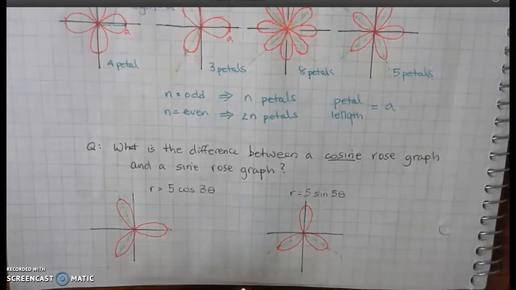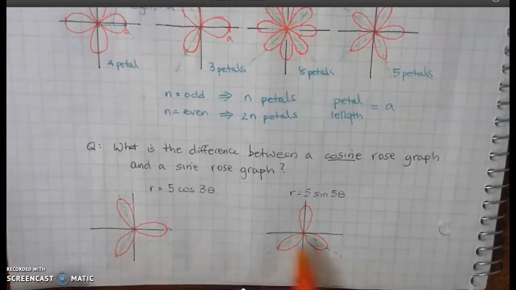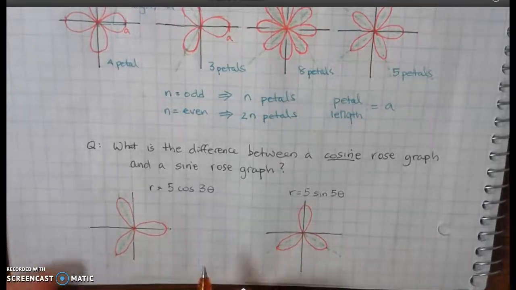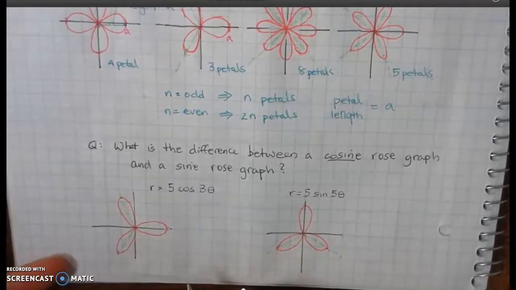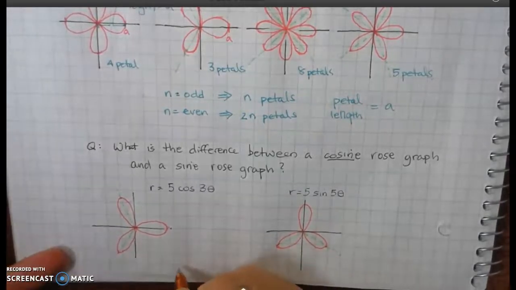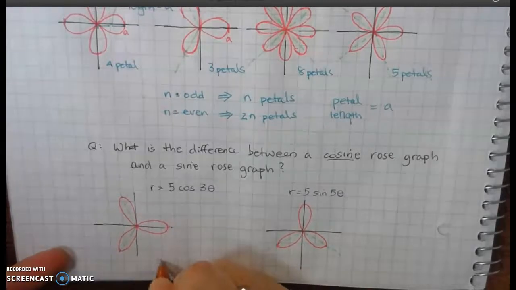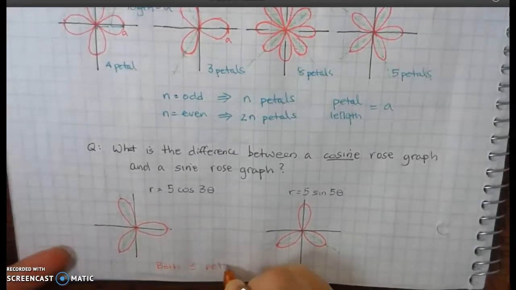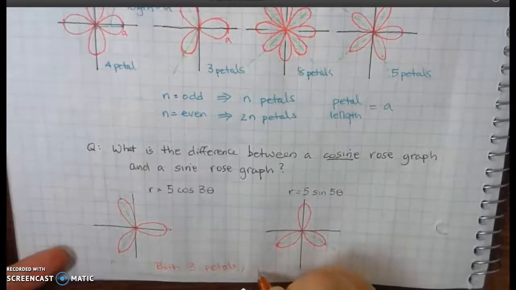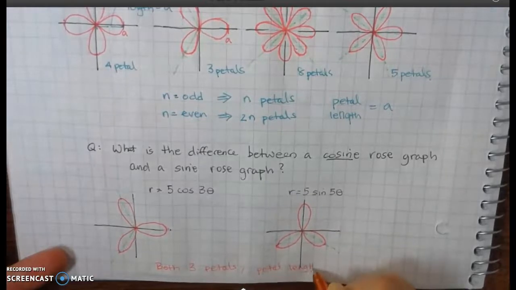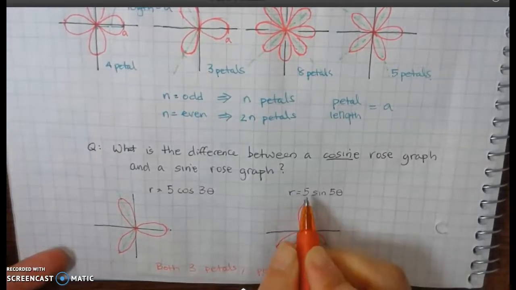Okay, I hope you had a chance to do that. So what did you discover? Hopefully you discovered that both of them created roses with 3 petals, and petal length is going to be 5 either way, right? So you ended up with 3 petals. Both have 3 petals, and petal length was 5, because a was 5.